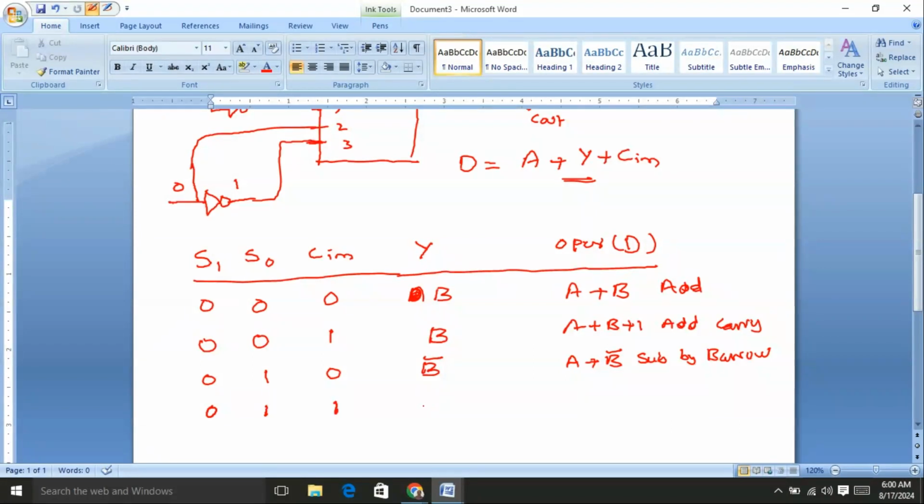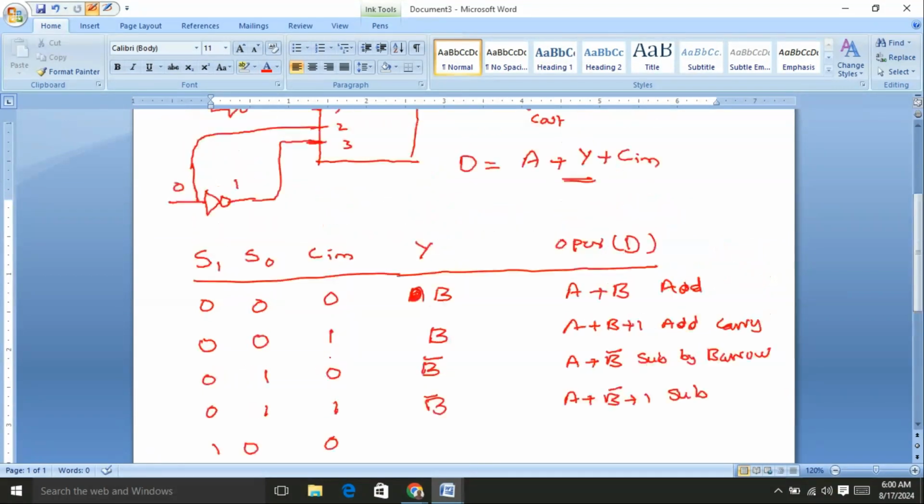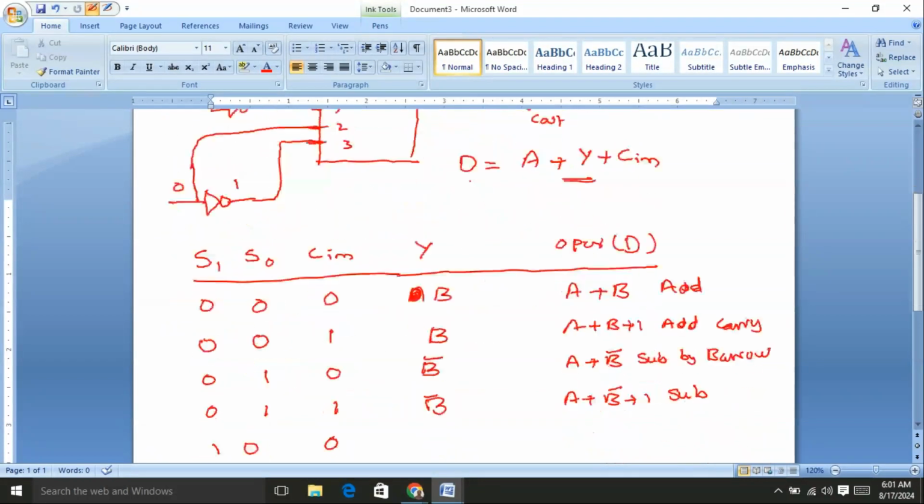The next one, I am going to consider 0 1, and there is an input carry. Here also the multiplexer output is B bar. Here A plus B bar plus 1. This is the actual subtraction. And again I am going to consider 1 0 and input carry equal to 0. 1 0 means actually the third input of the multiplexer is turned as the output, that equal to 0.